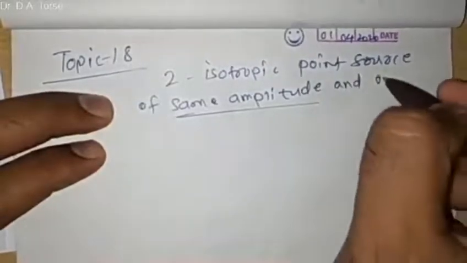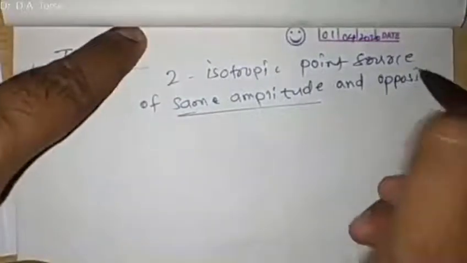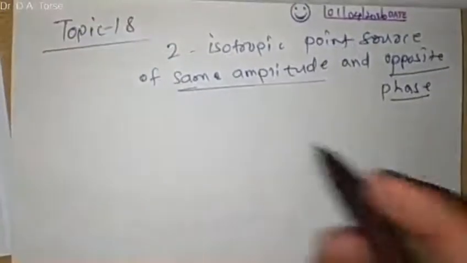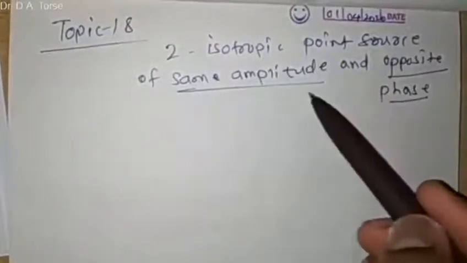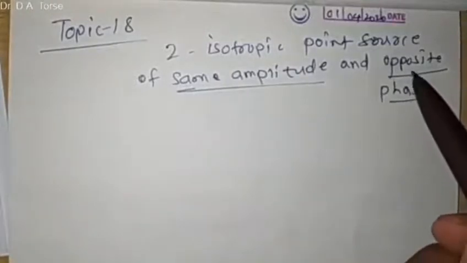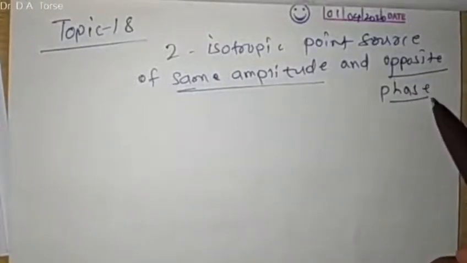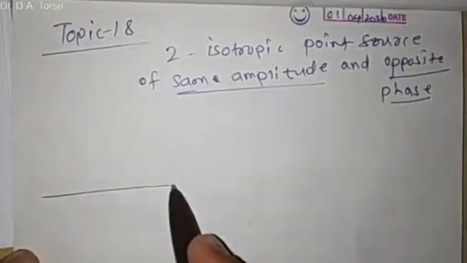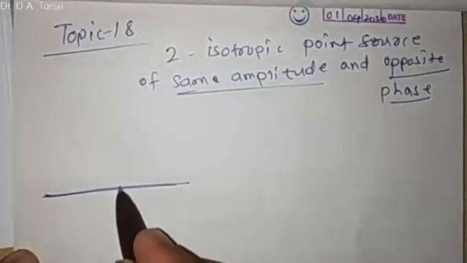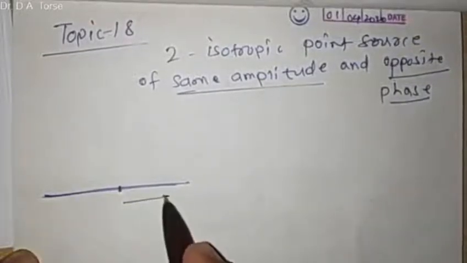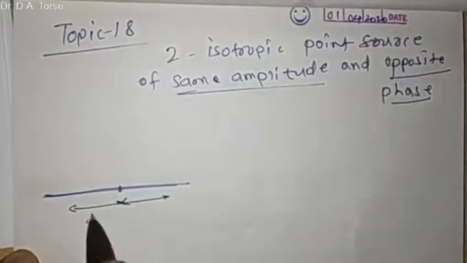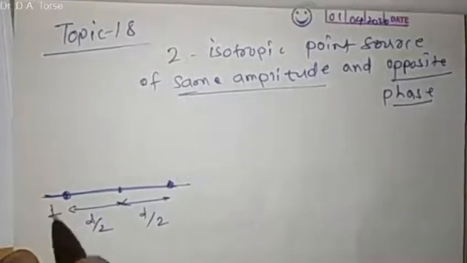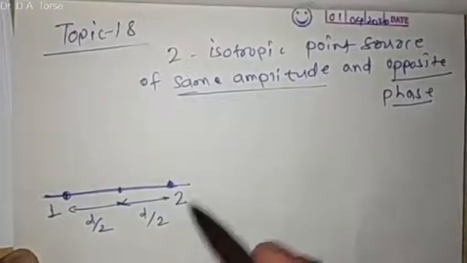and opposite phase. If you see my previous video, we discussed a two isotropic point sources array with the same amplitude and the same phase. But now we are discussing an array with opposite phases. So there are two point sources, in a diagram very similar to what we did earlier. From the center of the coordinate system, at a distance of d by 2, there are these two point sources, source number 1 and source number 2, but this time their amplitudes are the same.